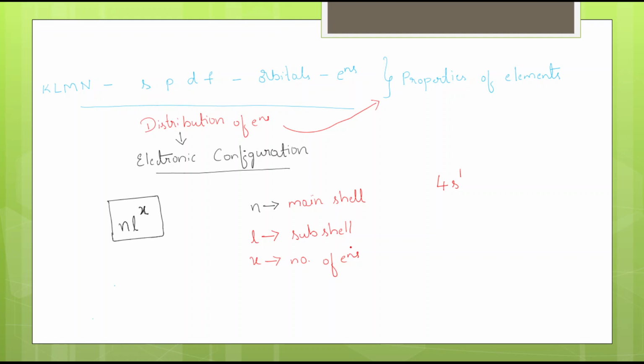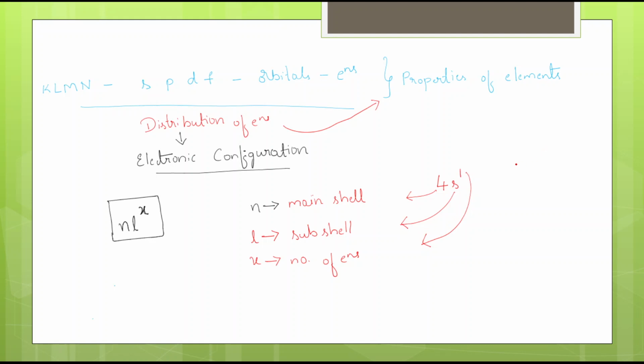Suppose we write 4s1. That indicates that 4 is the main shell. In the fourth main shell, s is the subshell and only one electron is present. Clear? So 4 indicates the main shell number, s indicates the subshell, and the power indicates the number of electrons.